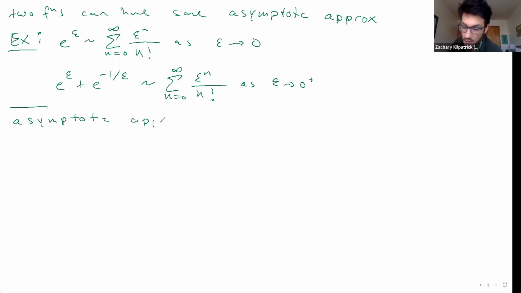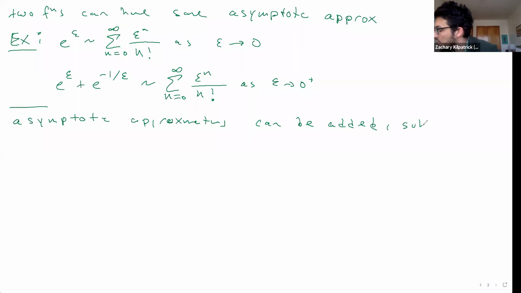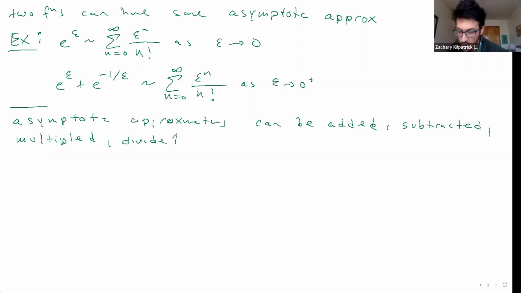Asymptotic approximations can be added. If you have two asymptotic approximations that involve the same sequence, you can just add the coefficients of the sequence. You can subtract, by the same principle. You can also multiply, and you can also divide them.